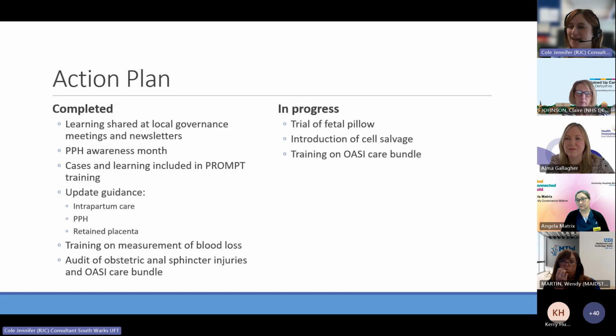Still to go, we're contemplating a trial of fetal pillow just to see whether we can reduce the impact of those impacted fetal heads. Looking at introducing cell salvage at the trust, we don't currently have that. We've done a trial but not implemented it. And doing some increased work on training on the OASI care bundles, management of perineal trauma as a focus.